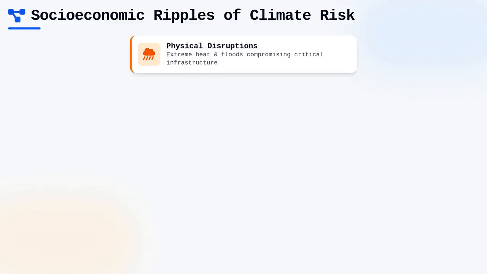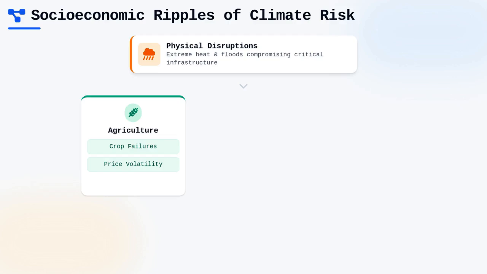These physical disruptions naturally flow into socioeconomic systems, causing damage that ripples through global supply chains. When extreme heat or flood events compromise critical infrastructure, the result is often a multiplier effect on local economic output that lasts far longer than the duration of the weather event itself. In the agricultural sector, for instance, localized crop failures driven by drought or uncharacteristic precipitation cycles do not merely impact the immediate farming community. They induce price volatility in global food markets and disrupt the upstream logistics of multinational corporations.